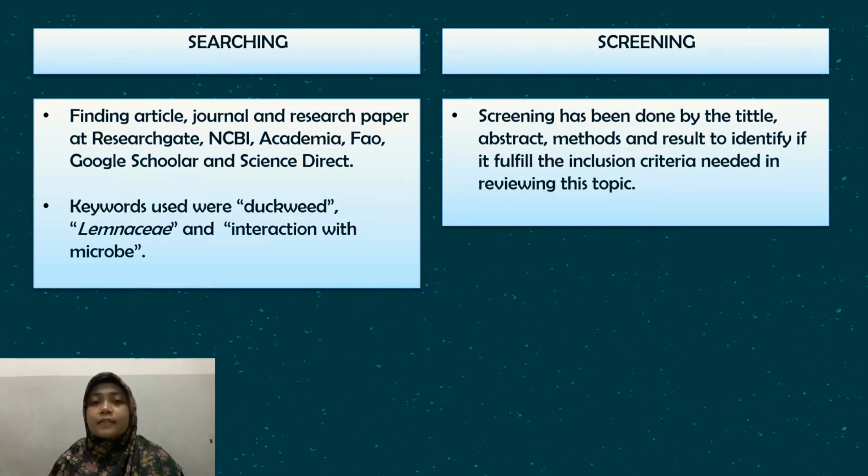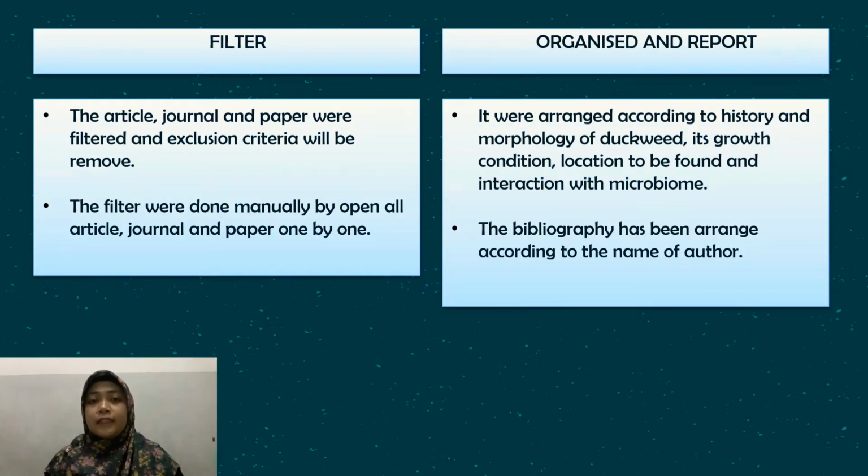For screening, it was done by looking at the title, abstract, method, discussion, and result to identify if it fulfills the inclusion criteria needed in reviewing this topic. For the third step, which is filter, the articles, journals, and papers were filtered and those meeting the exclusion criteria were removed. This was done manually by opening all the articles, journals, and papers one by one.